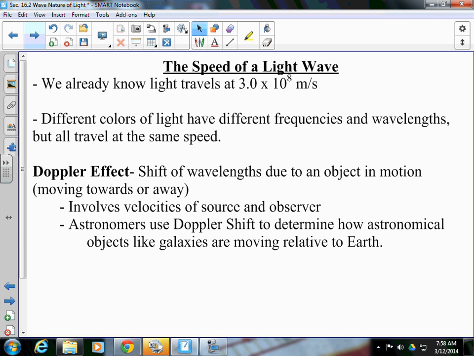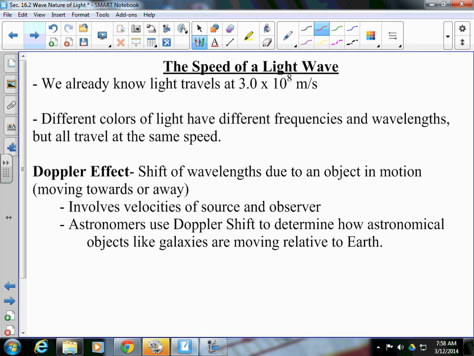We talked about the Doppler effect with sound. We did the NASCAR effect with sound, where it's how you perceive the frequency or the pitch. If something's moving towards you, the wavelengths bunch closer together. If it's moving away from you, they get farther apart. The same thing happens with light. If an object with light is moving towards you, the wavelengths are going to be closer together. And if it's moving away from you, they're going to be farther apart.